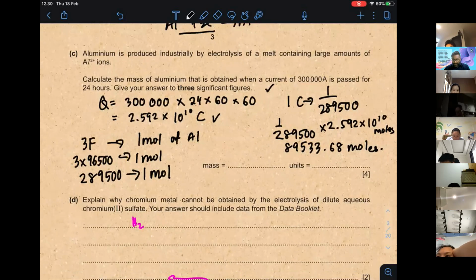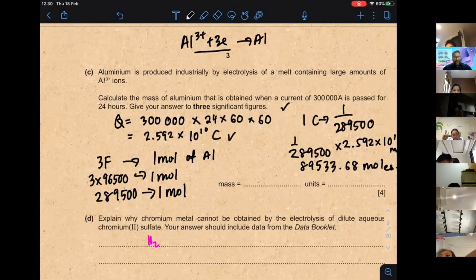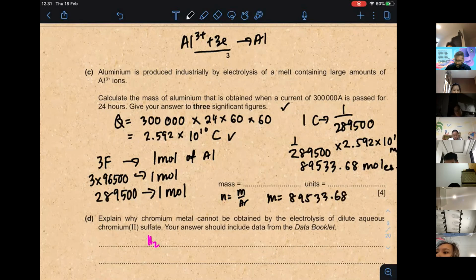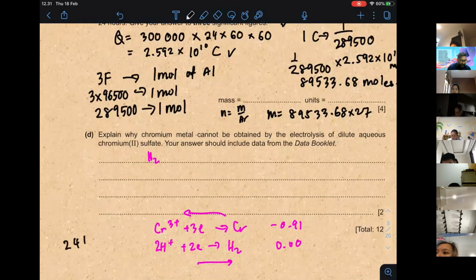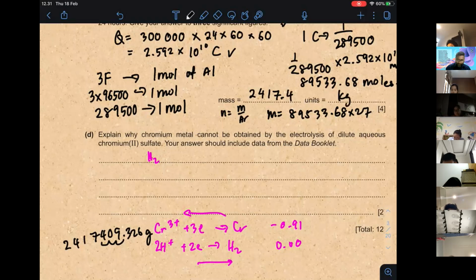Then you need to change it into mass. So aluminium, the Ar for aluminium, you need to find out. Aluminium is 27. So n equals m over Ar, so m is going to be 89533 times 27. This is going to be in gram, 2417409.326 gram. So if you want to change it into kilogram, 2417.4 kilogram, if you want to leave it like that.